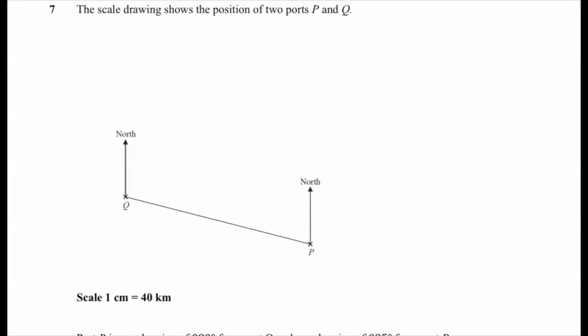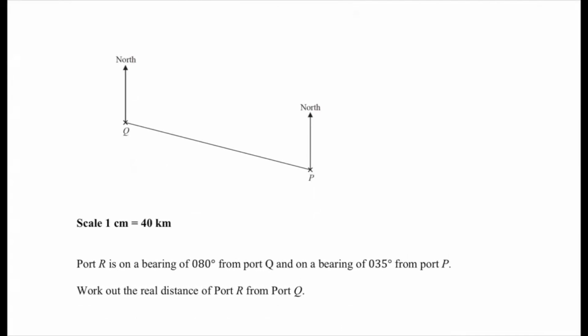Okay, so this question is a scale drawing showing the position of 2 ports P and Q. We've been given the scale and we've been given some information about port R. It's on a bearing of 80 from port Q and on a bearing of 35 from port P. And what they would like us to do is find the real distance of port R from port Q. Now, in order to do this, we are going to need to see that pathway that port R is on from both of these ports in turn.